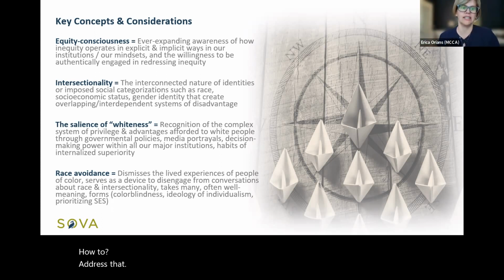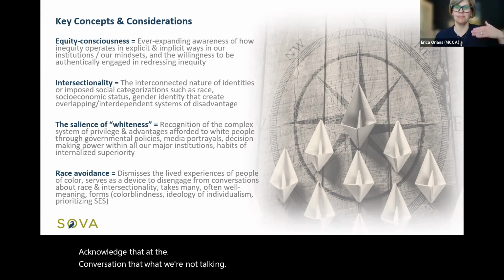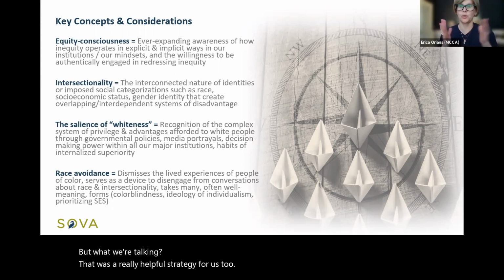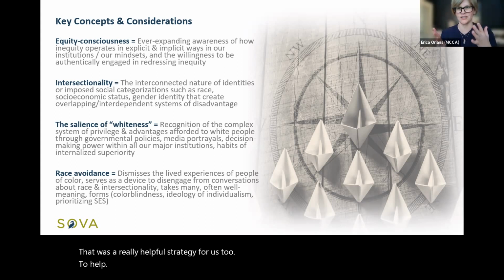And I think related to, as Jenny was describing, the race avoidance, it's a good strategy to acknowledge at the beginning of the conversation what we're not talking about, so kind of doing the opposite of what you're describing, of socioeconomic matters, but what we're talking about today is race. I think that was a really helpful strategy to help groups of people that we convene a lot stay focused on what we really want to talk about.